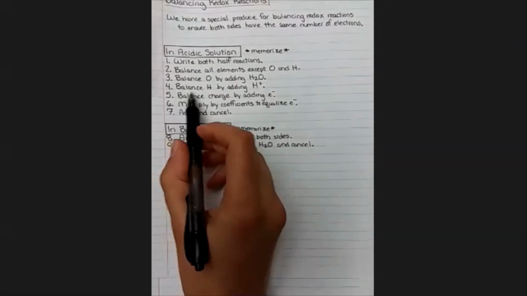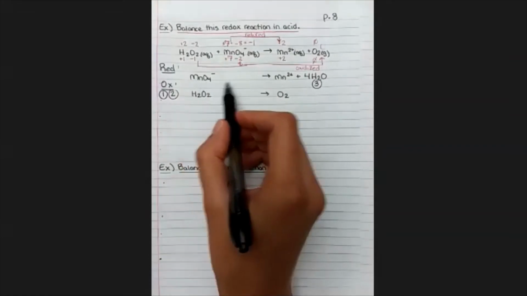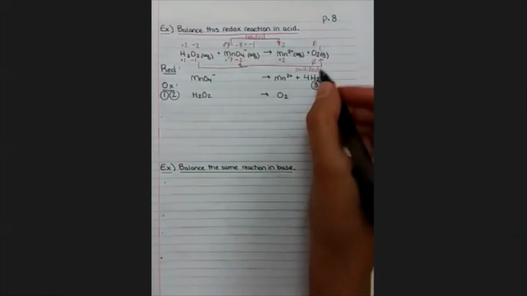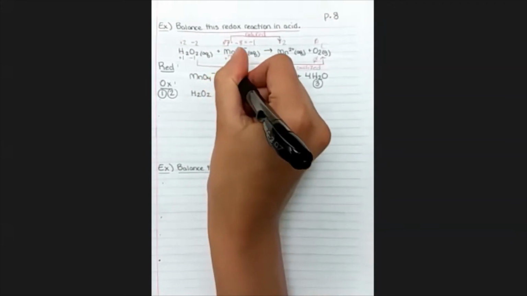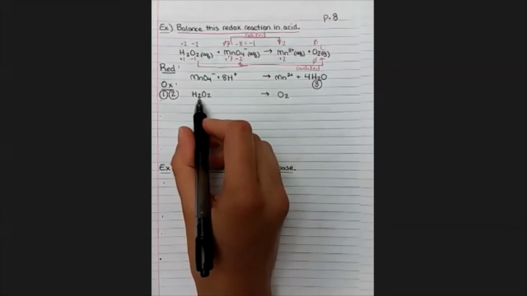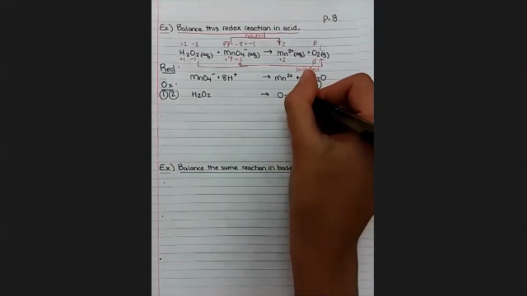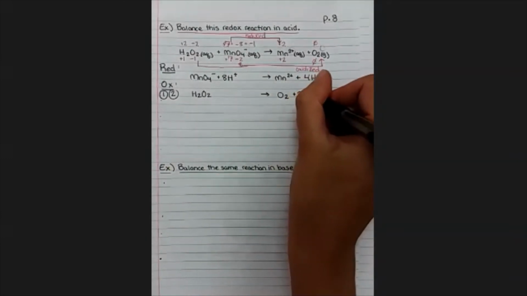For our step 4, we need to balance any hydrogens by adding H+, by adding those protons. In our reduction half reaction, there's no protons on the left side, and we have added 8 protons on the right side, 4 times 2. So in order for those to be the same number, we need to add acidic protons on the left side. So there's 8 in both. And our oxidation half reaction, there's 2 on the left side. So we need to add 2 on the right side.